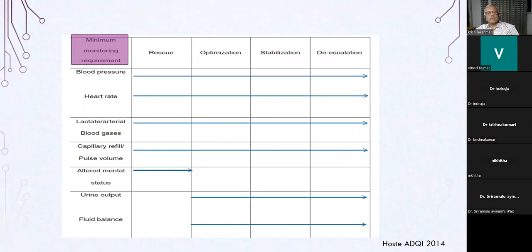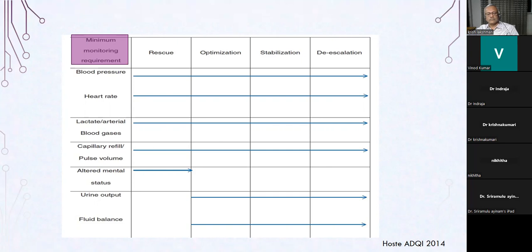How do we assess the patient during these 4 stages of fluid therapy? Continuous monitoring of blood pressure, heart rate, ABG, and capillary refill needs to be done throughout the 4 phases. Whereas altered mental status is only fixed to the rescue phase, because after optimization, the patient is most probably mentally stable. Correct.